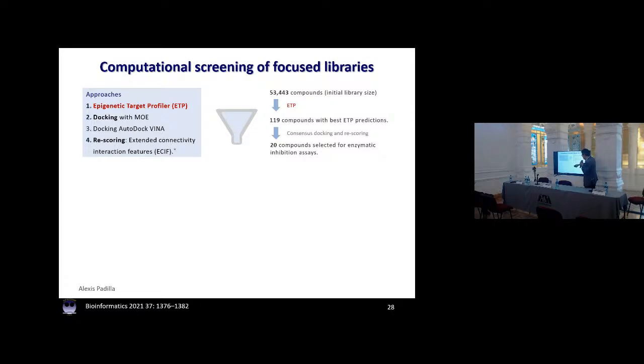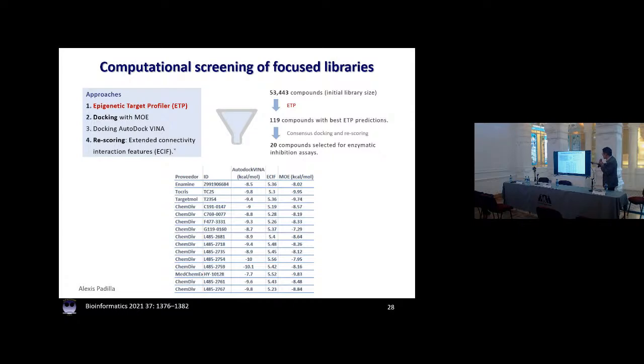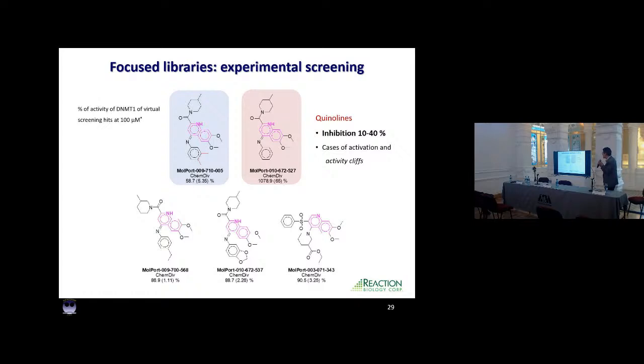That approach was developed by Norberto Sanchez, and the methodology is published in this reference. At the end, after consensus docking and rescoring, we selected 20 compounds for experiments, for enzymatic inhibition assays. This is a partial list of the hit compounds with the docking scores and with the rescoring scheme with extended connectivity interaction features. And experimentally, several quinolines of those 20 compounds show decent inhibition between 10 and 40%.